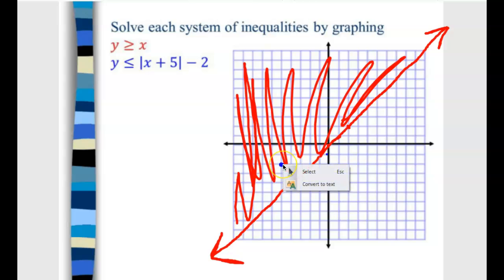Oh, you do? Weird. Okay. 1, 2. Good. What's our slope? 1. Yep. And solid or dashed? Solid. Good. And do we shade above or below? Below. Yes.